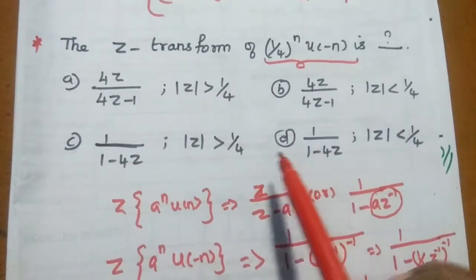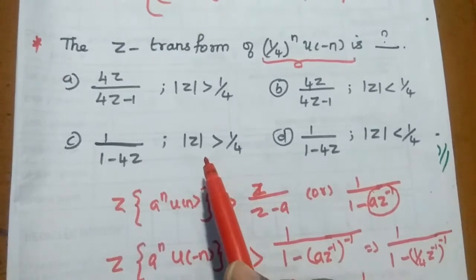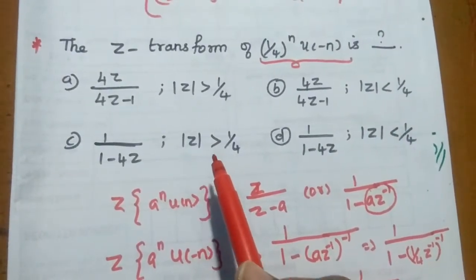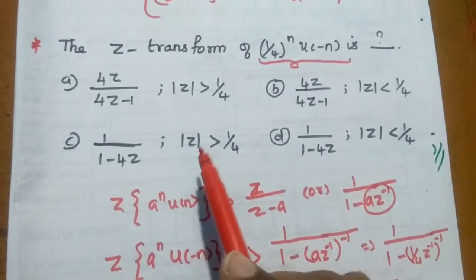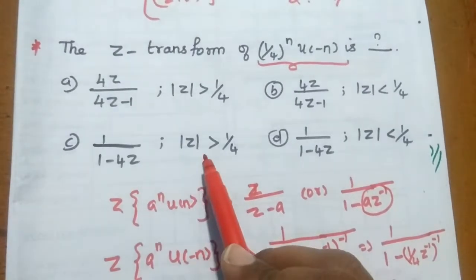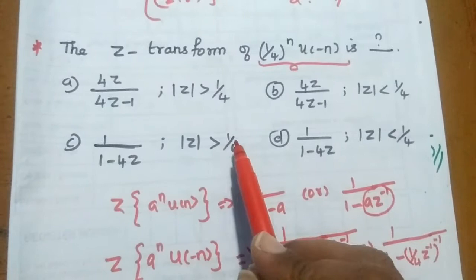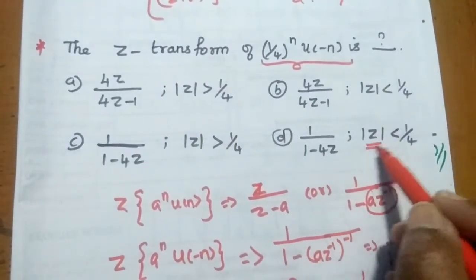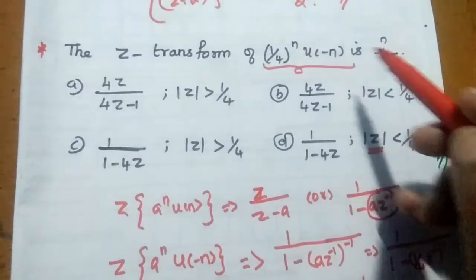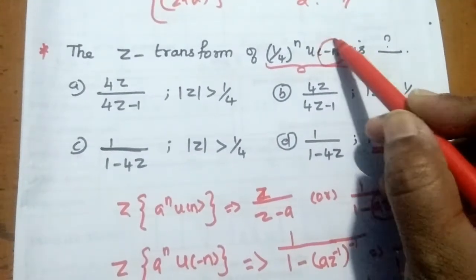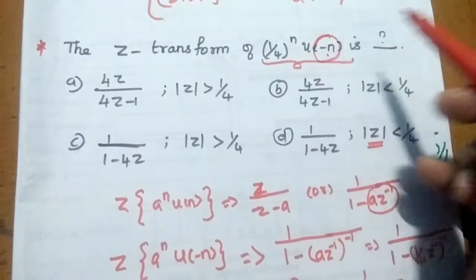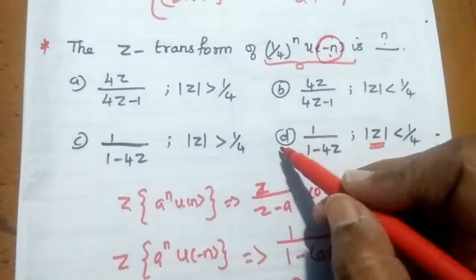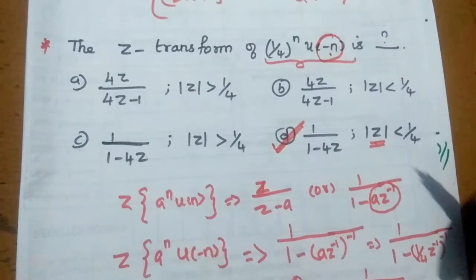Both are correct. But here we have to consider the Z transform's region of convergence. So for this, the region of convergence is greater than 1 by 4. So in this one, the region of convergence is less than 1 by 4. Since it is minus n, it is in the negative side, that Z value should be less than 1 by 4. So this answer is right.